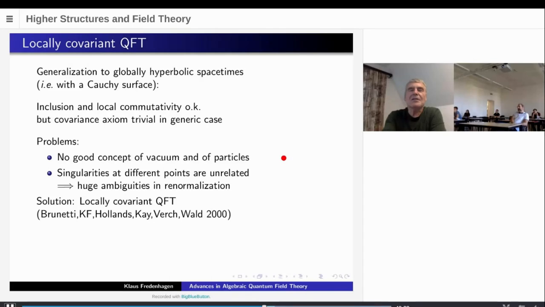And this has a lot of bad consequences, namely, you don't know what the vacuum is, because the vacuum was defined by Poincaré symmetry. It was invariant under Poincaré transformations. So if we don't have a symmetry group, what is a vacuum? And moreover, what are particles? So this definition of Wigner, that you characterize particles by representations of the Poincaré group, does not work. But what then? And actually, this is a situation which is still present now. So I think the situation is that there's no good definition of a vacuum and no good definition of a particle on a generic, globally hyperbolic space-time.